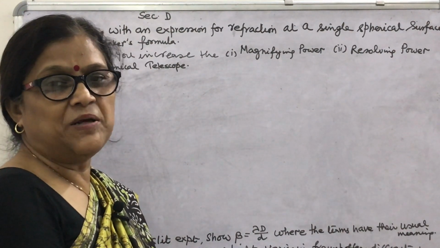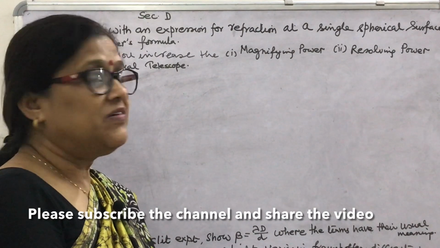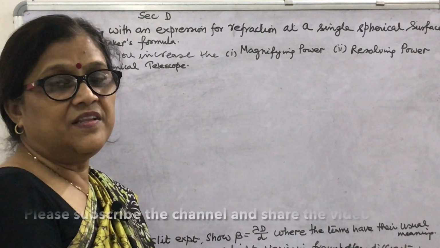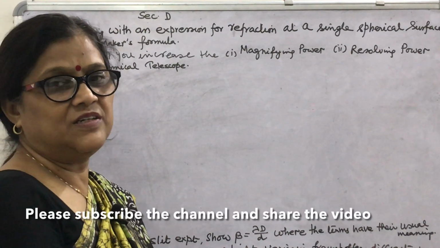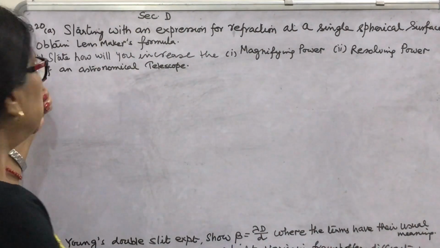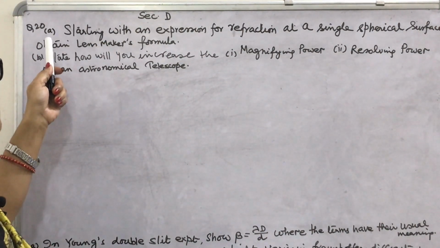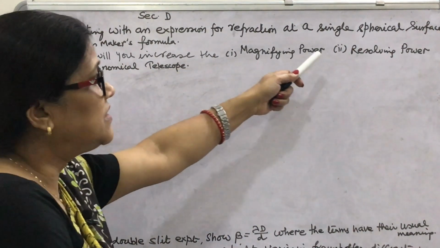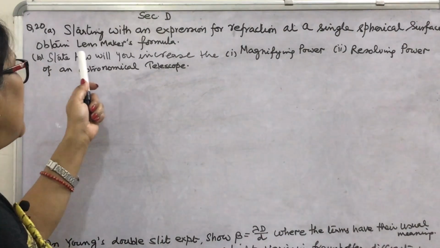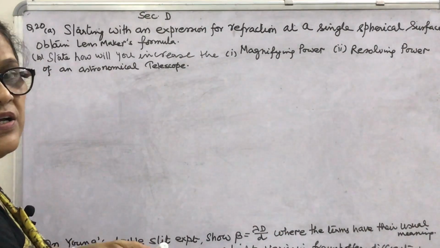In the ISC sample paper, today we will discuss Section D. There are 3 questions, each of 5 marks with internal choice. Let us discuss question 20. Part A: starting with an expression for refraction at a single spherical surface, obtain the lens maker's formula.